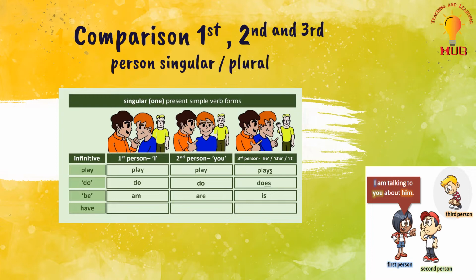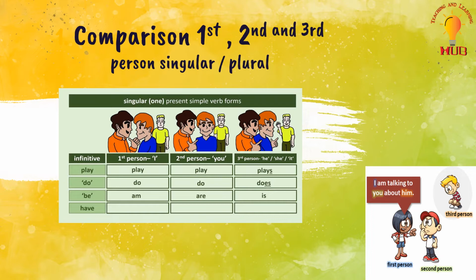Look at this table. For first person, I'll use the verb play. For second person, I'll use the verb play. For example, I play in the ground. You play regularly. Now for third person, what is the third person? He, she, or it, or any name of a person. For example, he plays with me. She does her homework. It does not open.